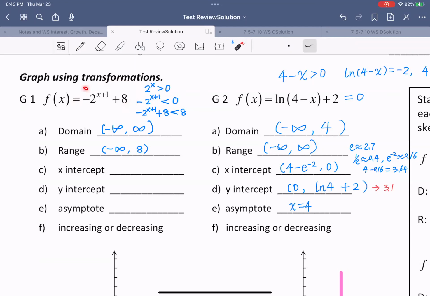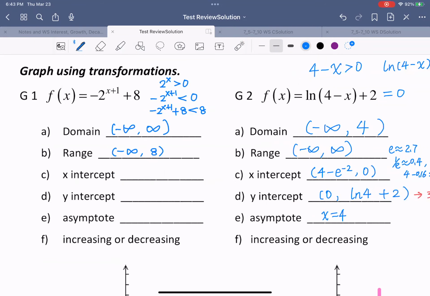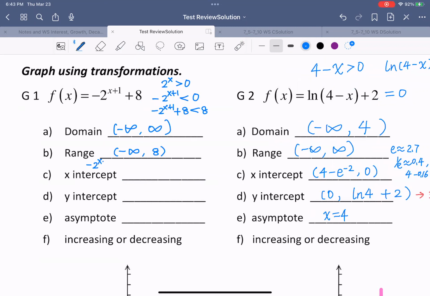Next, x-intercept. Do this with me. You want to make y equal 0, right? So we make negative 2 to the power x plus 1, plus 8, equals 0. So this makes negative 8, right? And then 2 to the power x plus 1 equals 8. X plus 1 will be 3. X is 2. So this will be 2 comma 0.